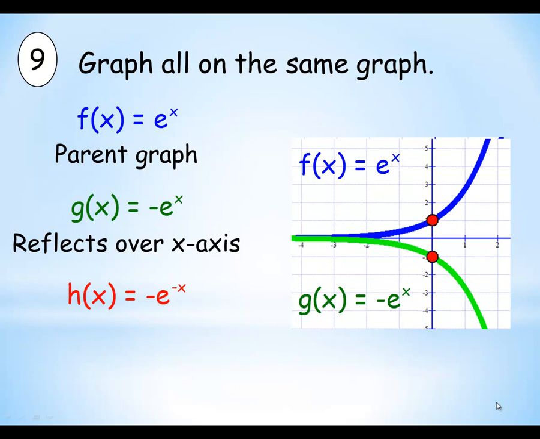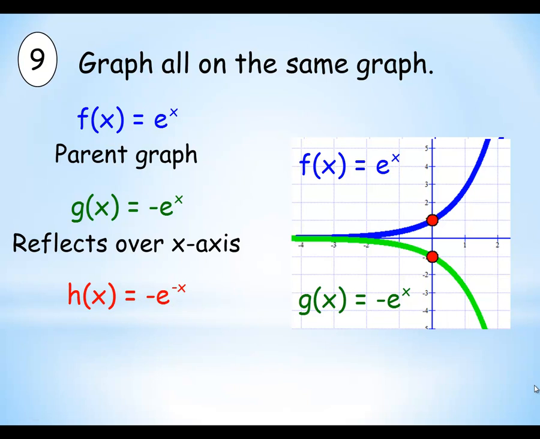We had prior experience graphing parabolas, where if the negative was out in front, it just made the parabola turn downward. So the same thing here. The exponential function is simply going to flip down, and it reflects over the x-axis. Now notice this last one has both. It has both the negative in front and the negative in front of the exponent.